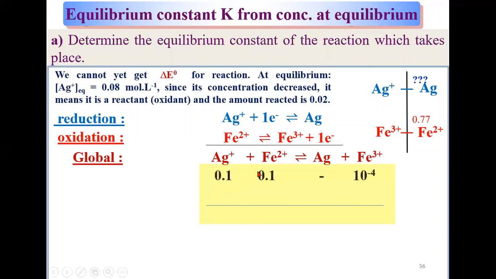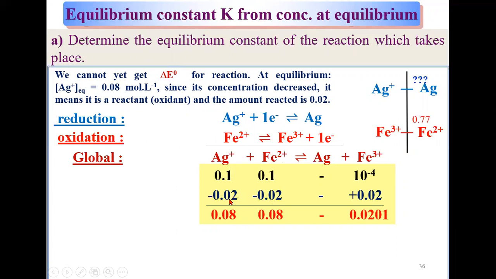Now, initially we have 0.1, 0.1. Notice they did not give me volumes, so I don't have to correct this. This is, again, an assumption: if they don't give you volumes, these concentrations are the concentrations already in my solution after the mixing. They tell us that the final at equilibrium is 0.08. That means that the amount reacted has to be minus 0.02.